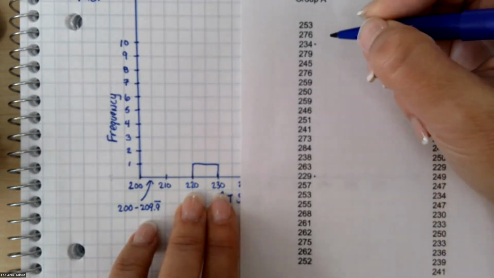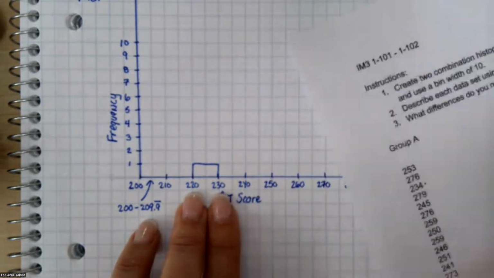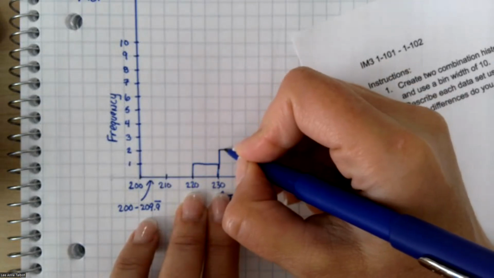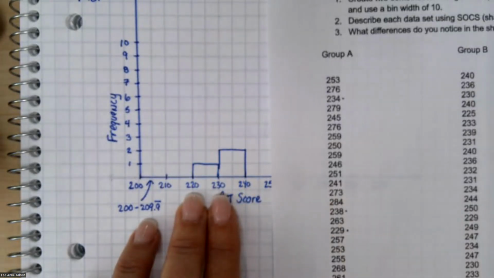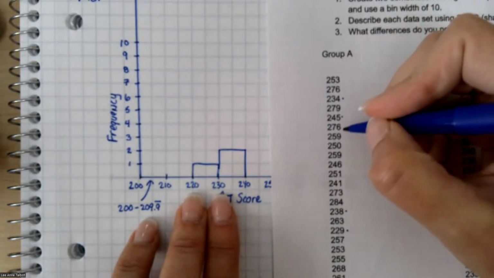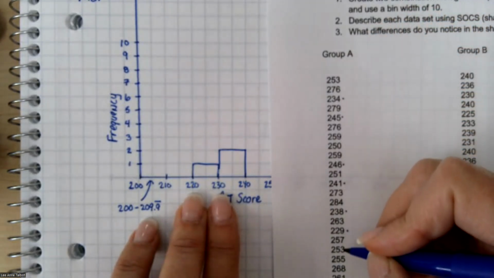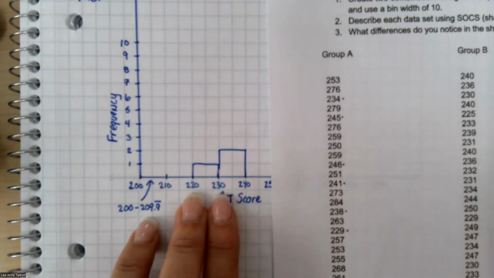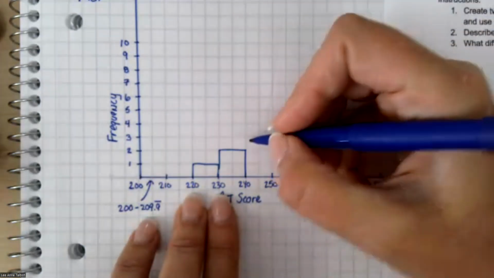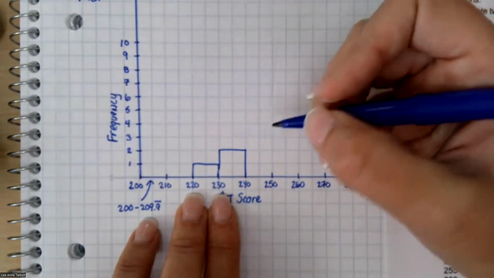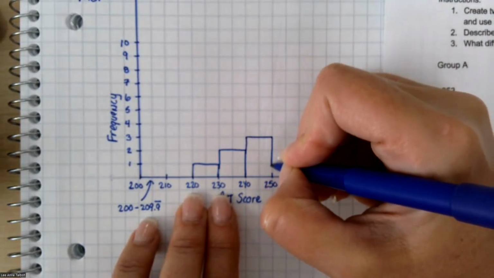1, 2, 2. Any numbers in the 240s? 1, 2, 3, 3. Can anyone check me? Because I'm writing in the flare pen. 3. I hope so.